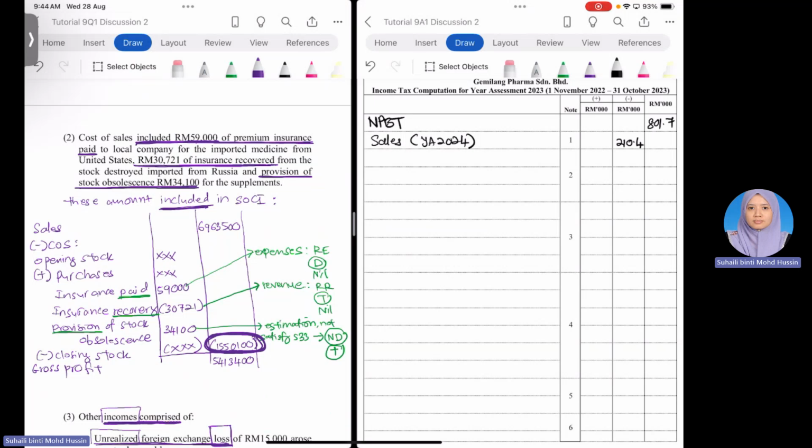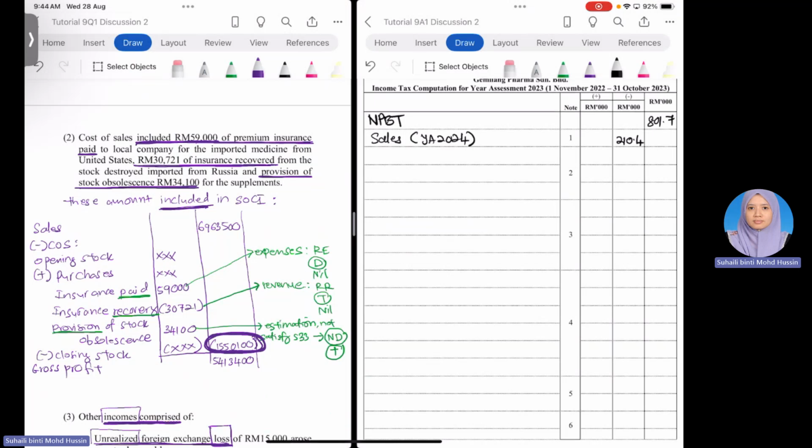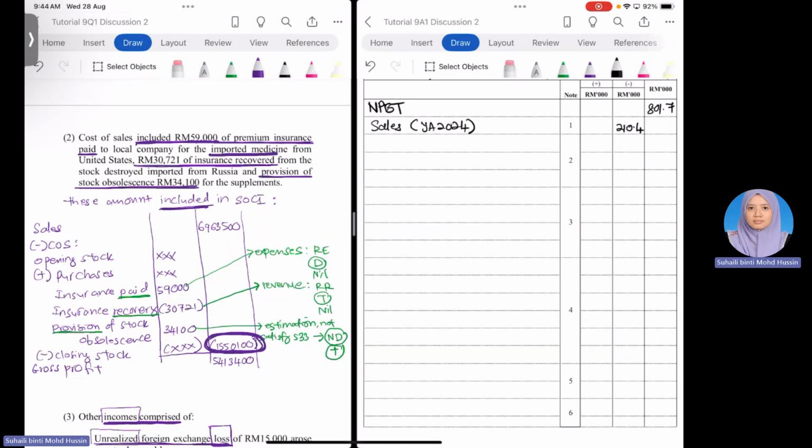So we go for the first item, insurance paid. Why do you pay the insurance? Because you want to protect the product that you import from the US. So this is normal expenditure, revenue expenditure, allowed for deduction. So in the tax computation, we don't have to make another adjustment. Why? You already deducted 59,000 ringgit in the total of 1,550,100,000 ringgit.